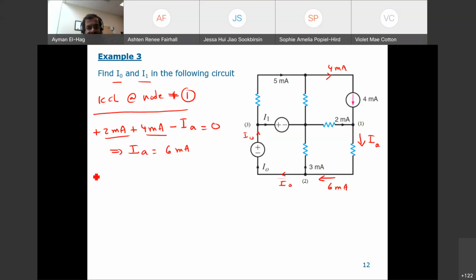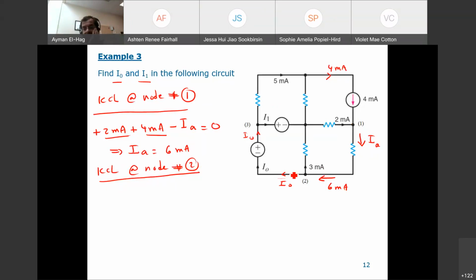Now apply KCL at node number 1. It's very important to number the nodes so that your answer is clear to us. When we grade your answer, we understand what we are talking about here. So KCL at node number 1: you refer to this, you number this as number 1, so your answer is neat. We understand exactly what you are doing. You don't just write an equation without referring to what exactly you are doing.